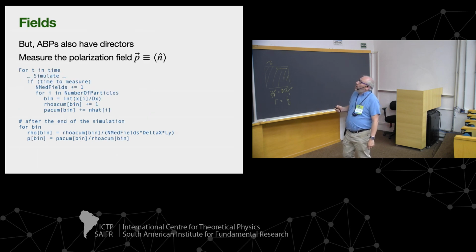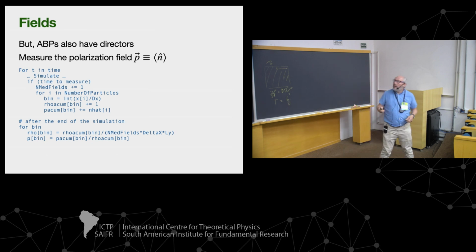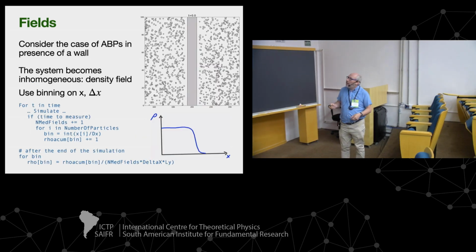Here we're discussing AVPs. AVPs also have directors, and normally you want to record the polarization field, P. The polarization field, which I think was also called P by Julia, is the average of the directors on a bin. Sorry, I have a question about the dx of the bin. Does it have to be longer than the particle radius, or doesn't it matter?